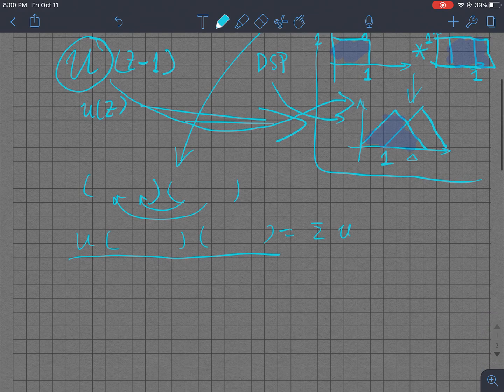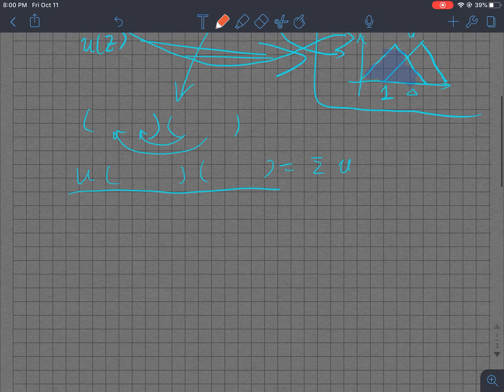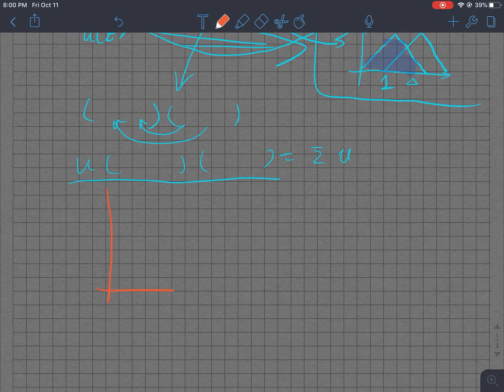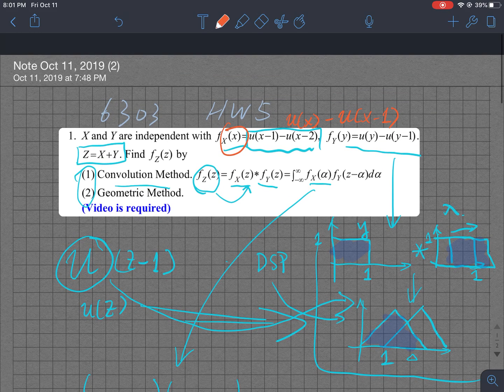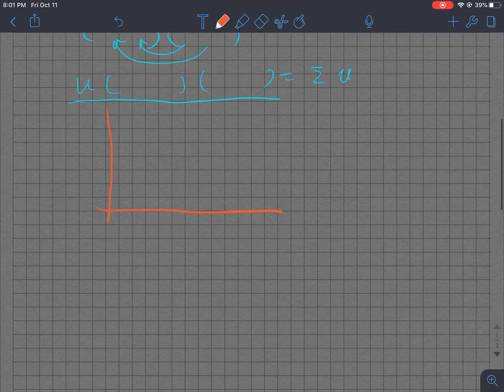If I want to do it more graphically, we can still treat this X as a function of u(x) minus u(x minus 1). This simplifies the computation and the whole image. So basically this is X, and this is Y, and X plus Y is just this line here, but we can have several lines in between.